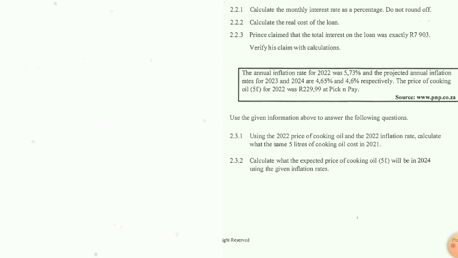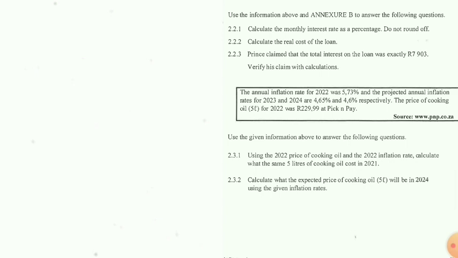So using the 2022 price of the cooking oil and 2022 inflation rate, calculate what the same 5 liter of cooking oil cost in 2021. Okay, let's read the block again. The annual inflation rate for 2022 was 5.73%. The projected annual inflation rate for 2023, this one is not dependent. The price of the cooking oil for 2022 was 229.99 at Pick n Pay. So 5% is already inside 229.99. So what do we do to find the previous amount before the 5% was added?